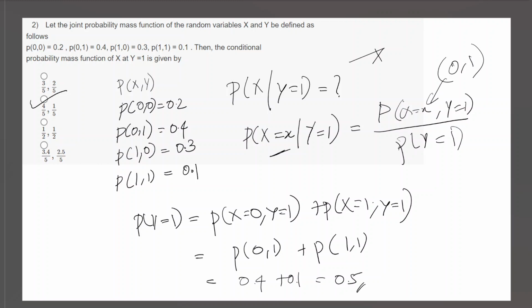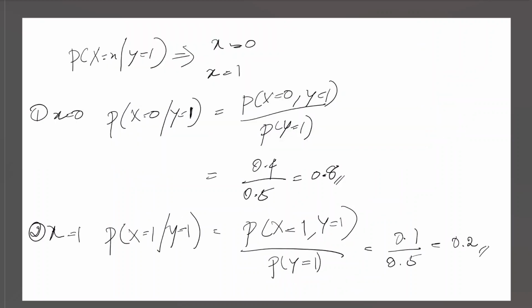For that, the first thing you have to find is the probability of y is equal to 1. When we find this out, the probability of y is equal to 1 has two possibilities: when x is equal to 0 and when x is equal to 1. So probability of 0 comma 1 plus probability of 1 comma 1. Then we have combined it and we have got the probability of y is equal to 1. So from that, using the formula whatever we have discussed before, we have solved it.